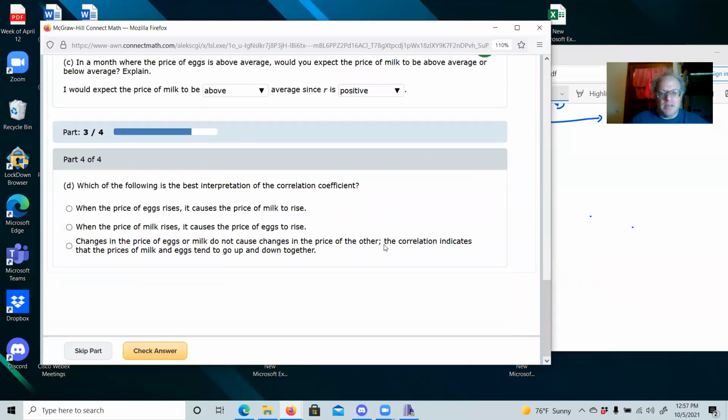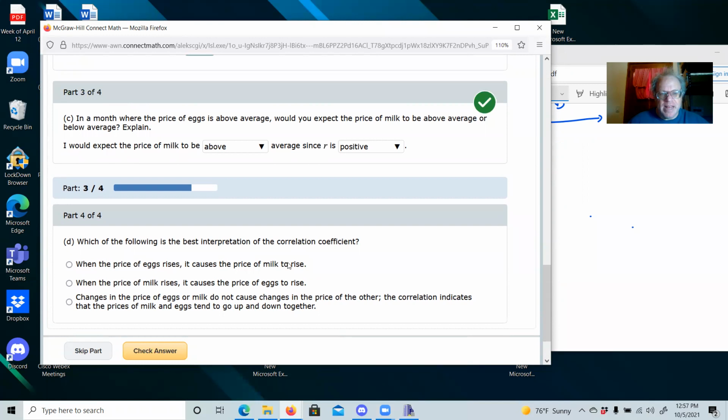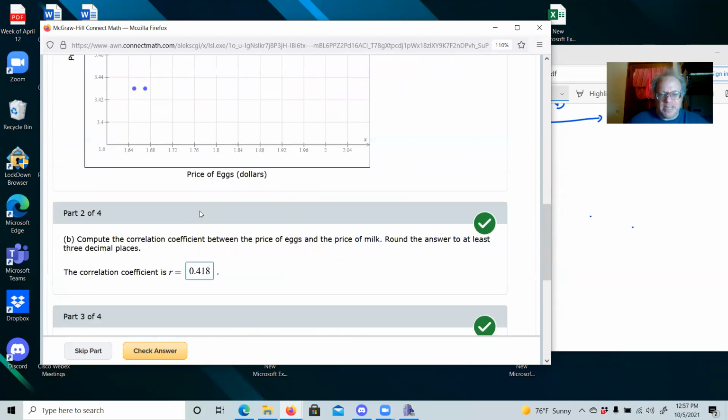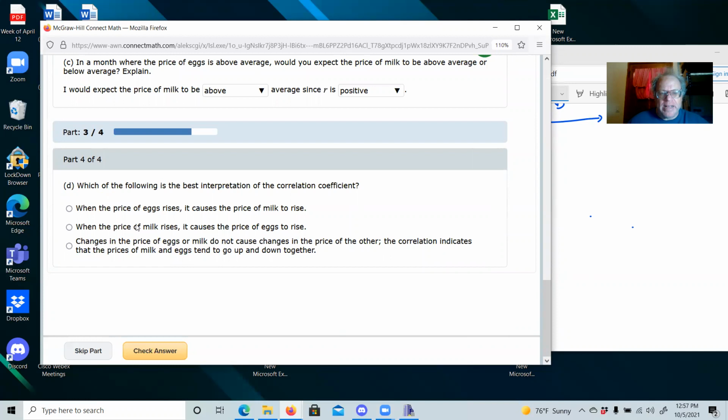All right. Let's see here. Changes in the price of eggs or milk do not cause changes in the price of the others. Correlation indicates the prices of milk and eggs tend to go up and down together. I don't think they're very strongly correlated at all. So if this turns out to be the answer, if egg prices rise, it doesn't cause anything. Anytime you see this word cause, you can immediately dismiss it because we are not looking at cause.